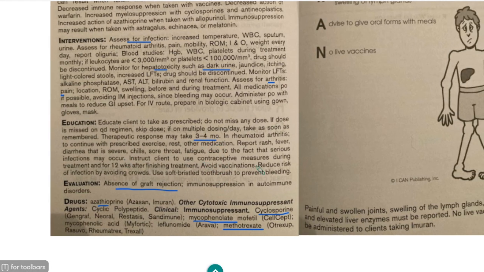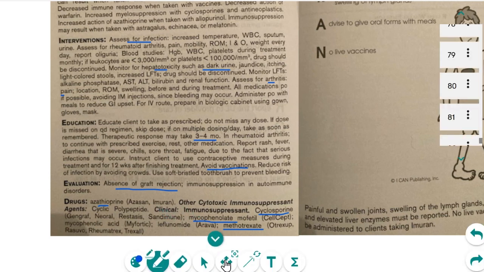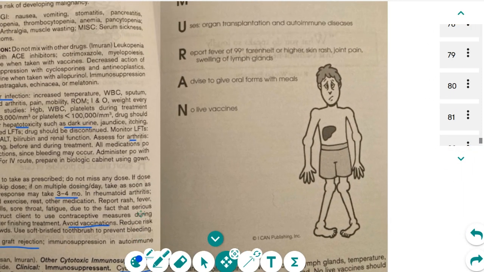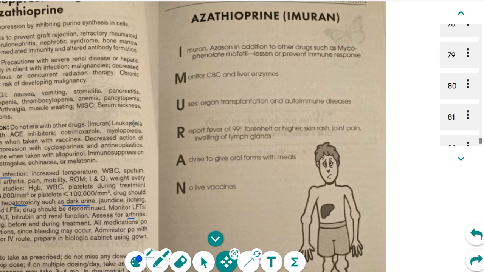Instruct the patient to use contraceptive measures during treatment and for 12 weeks after finishing the treatment. Avoid vaccines. Why? Because they are going to be immunosuppressed, and a vaccine could actually cause an infection, and they may not even be able to produce the antibodies when they get the vaccine. All right. No live vaccines for this patient.